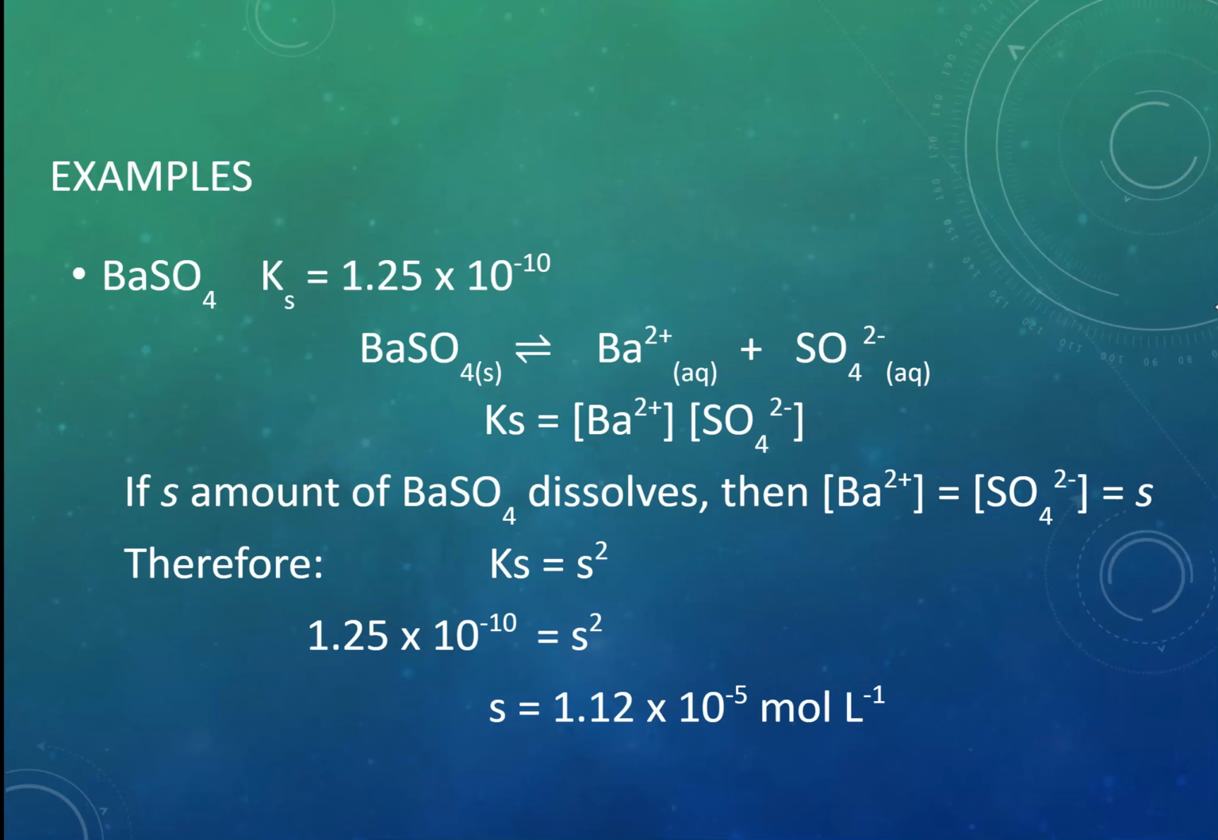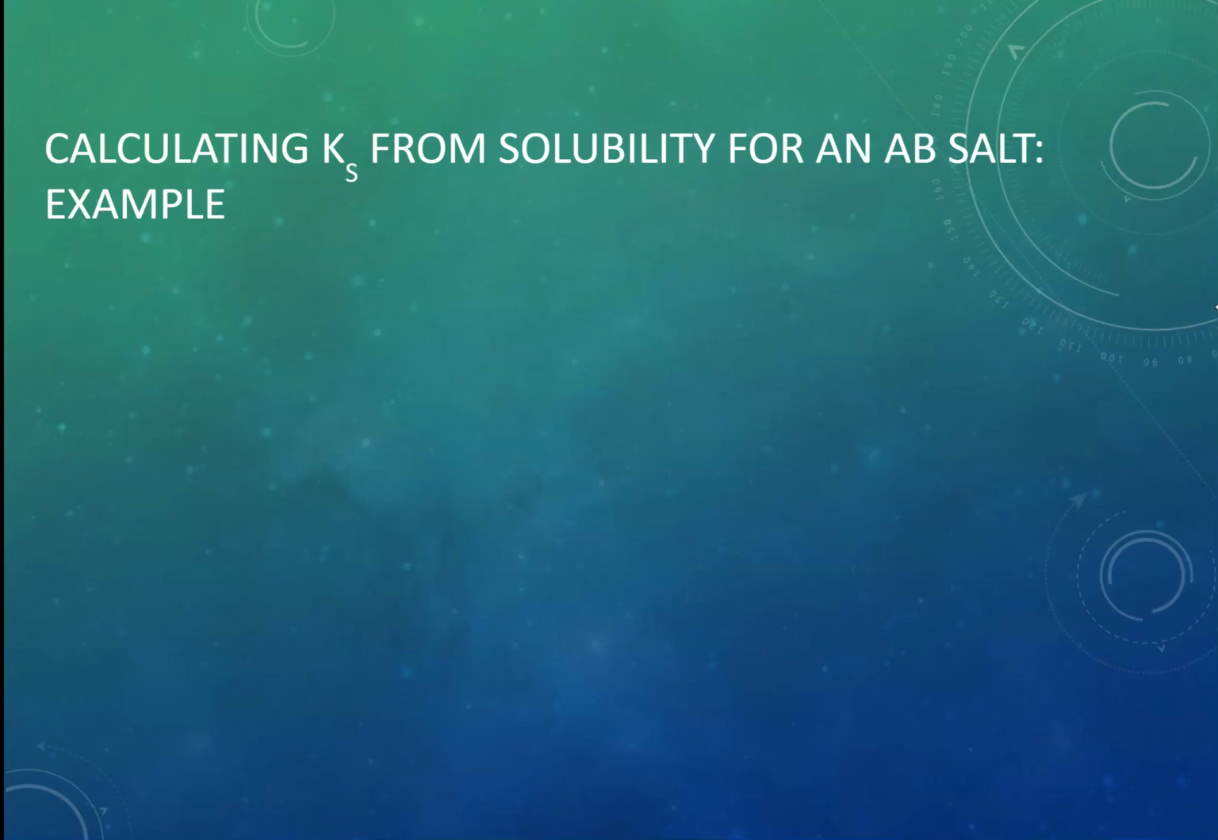Now this shortcut is great, the Ks equals S squared one, and they even give that to you on your formula sheet. But actually working it out from first principles every time to me makes more sense, because you can only use this shortcut if you have a pure solution of barium sulfate. As soon as you throw anything else into the mix, then this shortcut won't work. So always go back to first principles, but that's a useful way to think of it.